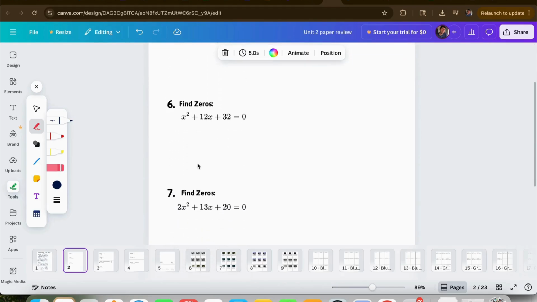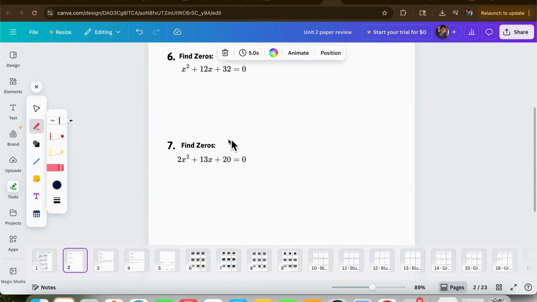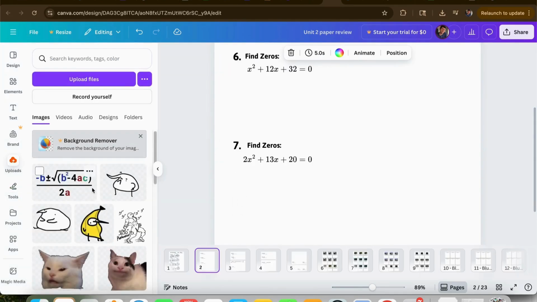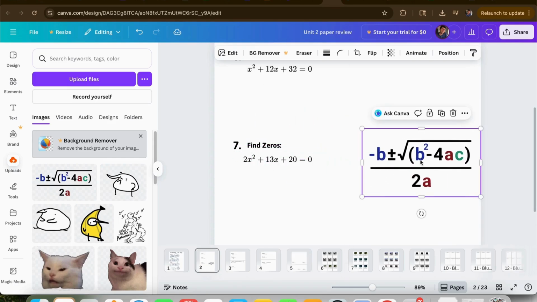So now we've got 3 problems on finding the zeros. Now, 2 of these can easily be done with factoring like the previous page. One of them would probably be better done with the quadratic formula, which is this guy. So we'll use it later.